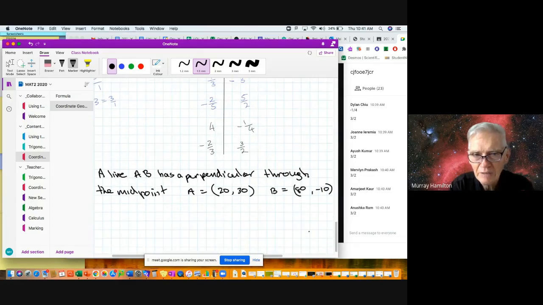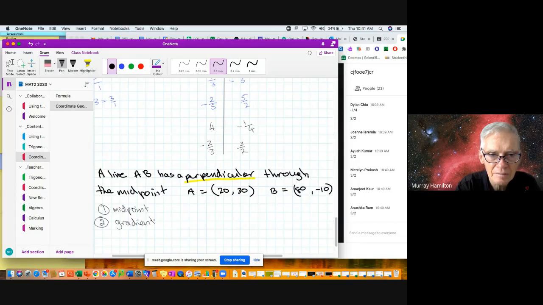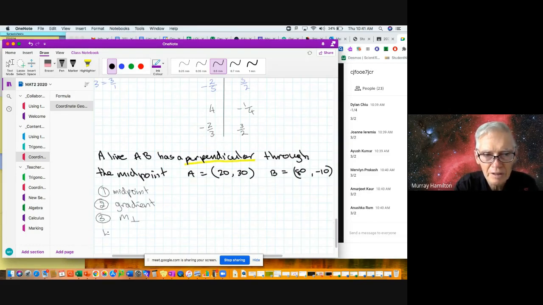Okay, so we have to find the equation of the perpendicular line. The first thing I want to do, number one, we're going to find the midpoint. Number two, I'm going to find the gradient of the line. Number three, I'm going to find the gradient of the perpendicular line. And then number four, I'm going to find the equation of the perpendicular line. So those are the four things we have to do.